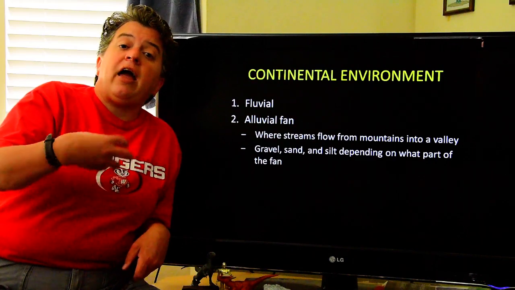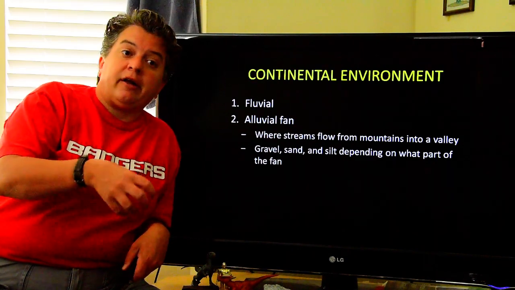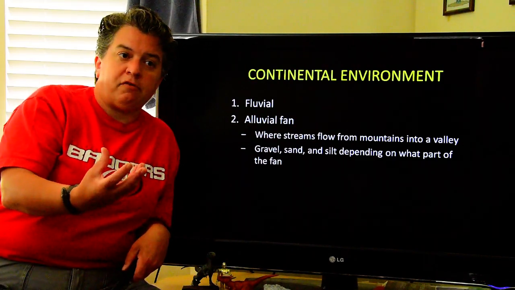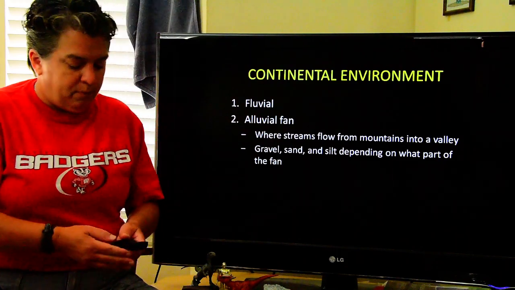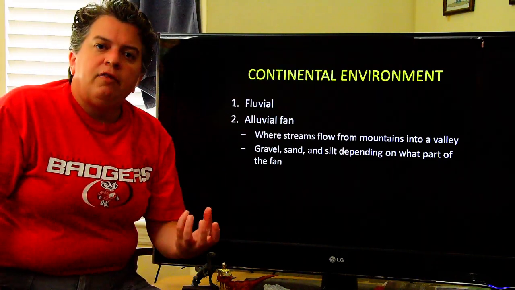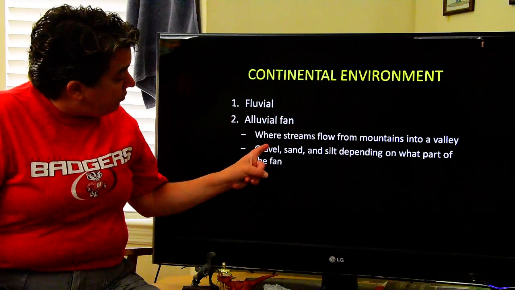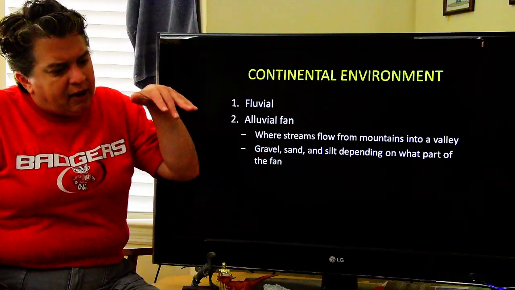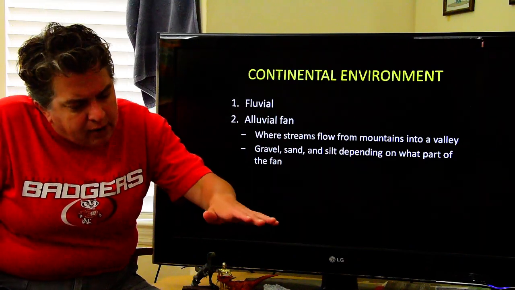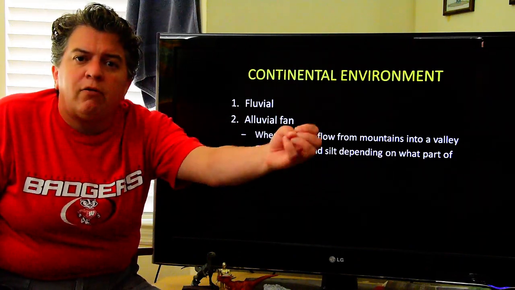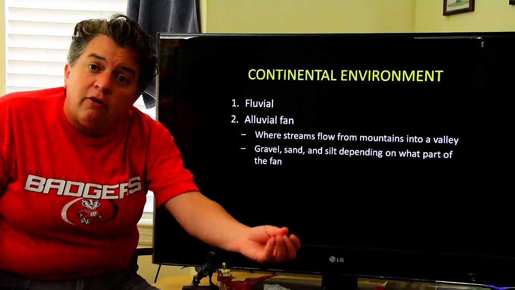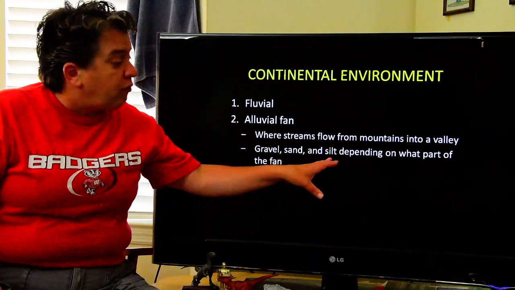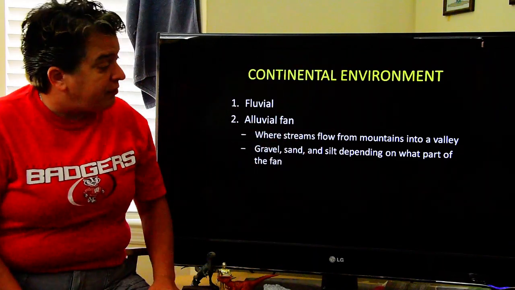Remember, higher energy water can carry bigger particles, so oftentimes, right where the river flows out of the mountains, that's where you get the gravel, right? The coarsest grain stuff. And then as the river's slowing down, as it flows away from the mountains, it's going to lose its energy, and it's going to then drop silt lastly.